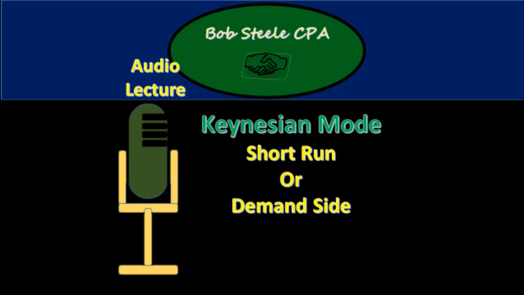In this lecture we're going to be talking about the Keynesian model, also known as the short-term model or demand-side model. At the end of this we will be able to describe the aggregate supply and demand curve model, explain what the aggregate demand curve is and what factors will shift the aggregate demand curve.